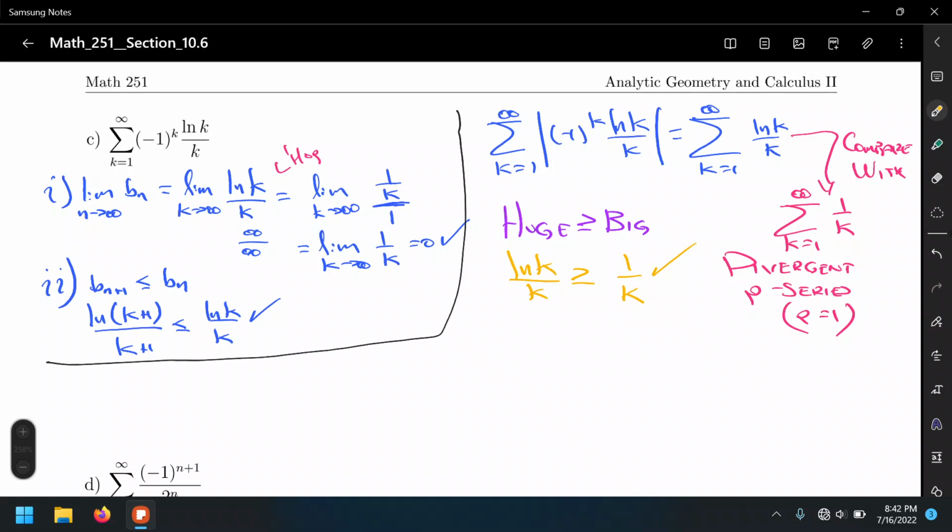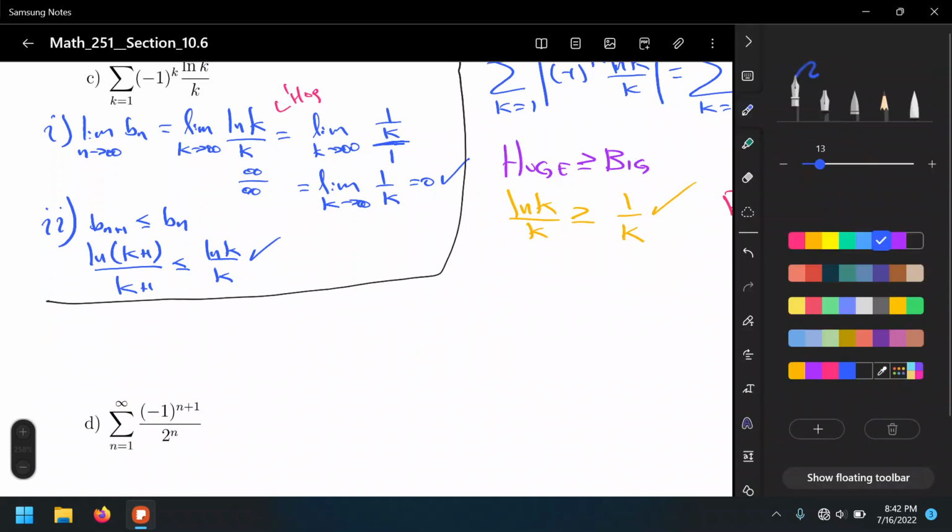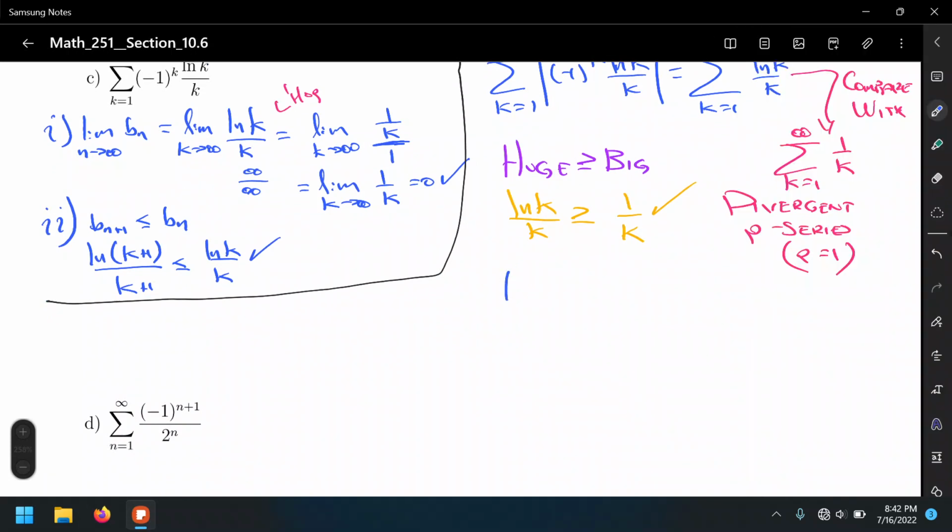For this reason, because of divergence, going back to the original series, we're going to have that the series converges conditionally.